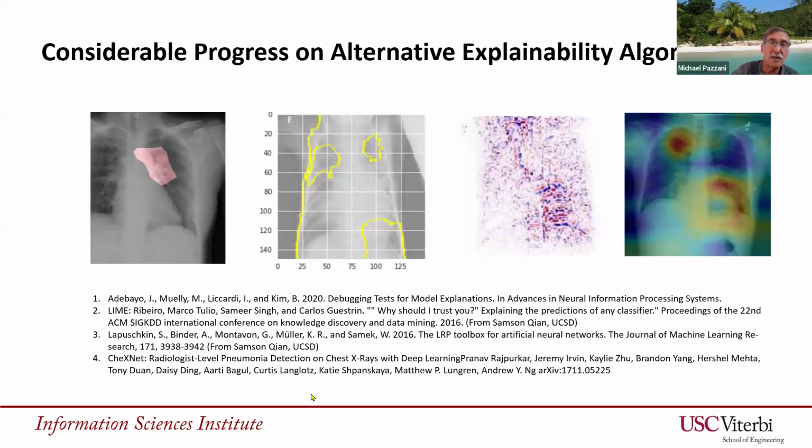So there's been considerable progress here. Here's 4 different algorithms applied to chest x-rays. Really neat. They highlight areas and things like that. But I would argue at best they're doing half the problem.